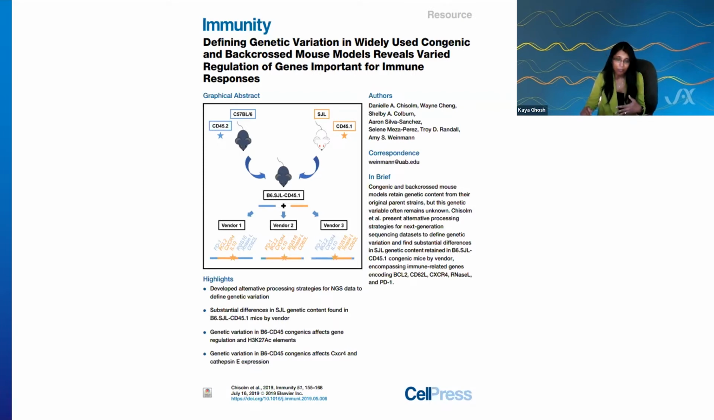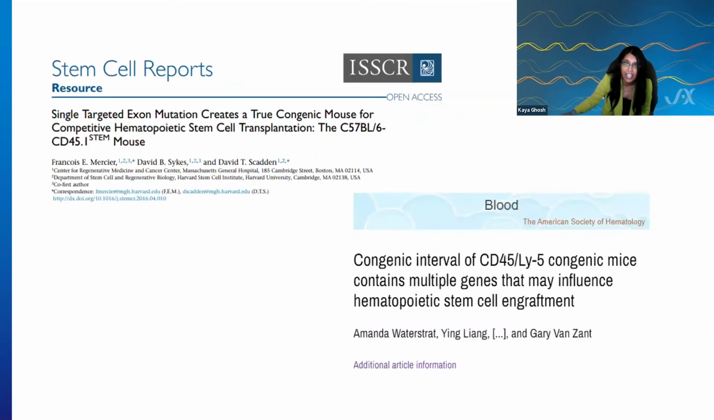So it's quite relevant what's going on with all these genes that they've identified in this congenic region, but also the CD45 molecule itself. And there's a couple of really nice papers that we're highlighting here in case you'd like to read more about this. We don't have time to get into all the details, but this Mercier et al. paper and Waterstrat et al. paper, these are both really nice reviews that talked about some of the empirical evidence out there that the congenic strains are somewhat of an imperfect system for tracking donor and recipient cells.